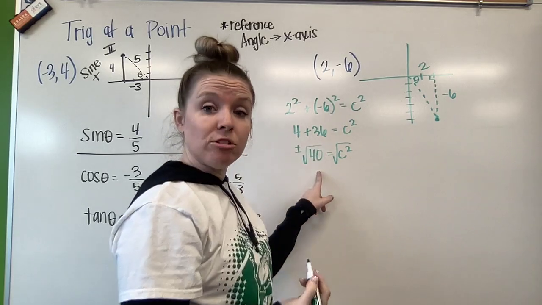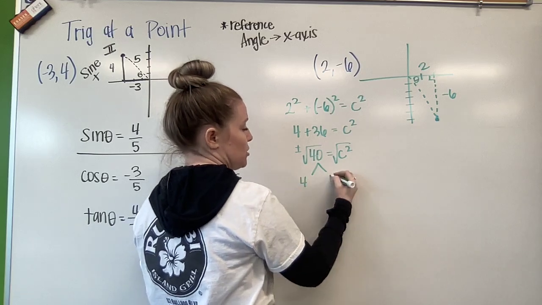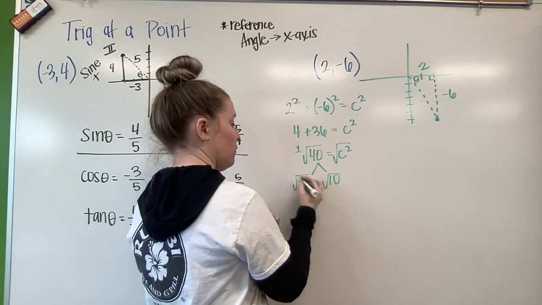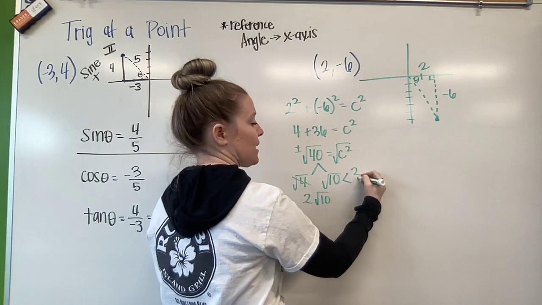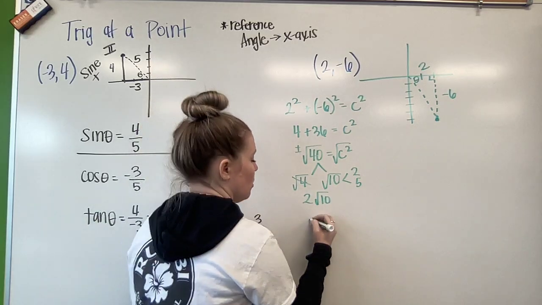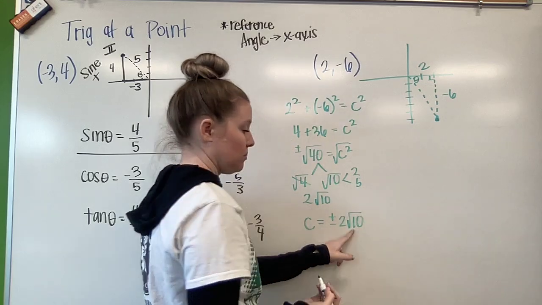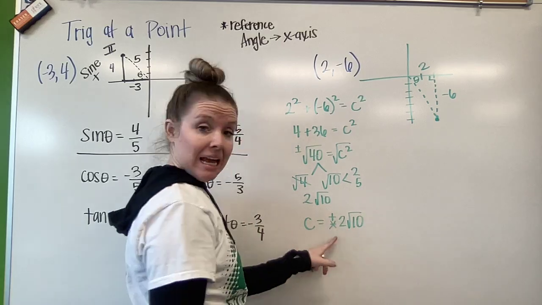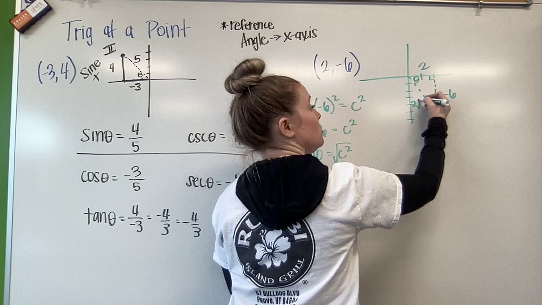If you remember how to simplify radicals, I'm going to find the factors of 40. So I'm going to do 4 and 10. Square root both. Square root of 4 is 2, and the square root of 10, since it can only factor to 2 primes, is going to stay root 10. So c equals plus or minus 2 root 10. Here we're talking about a distance, so we're going to ignore the negative, and our hypotenuse will always be positive. So this is 2 root 10.